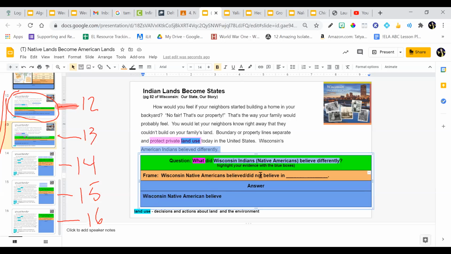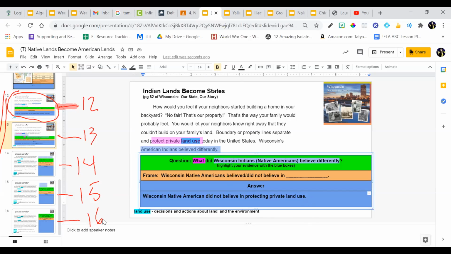So this part here, when I see this slash there, this means I have to choose. I have to choose between believe or did not believe. Which am I going to put? Did not believe in protecting private land. There we go. So now what we've done is we've found the answer. We've found the evidence in the text. We've highlighted the evidence that we're using, and we've put that together as our answer.